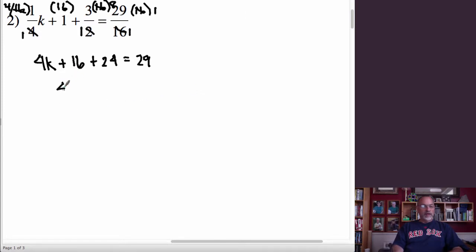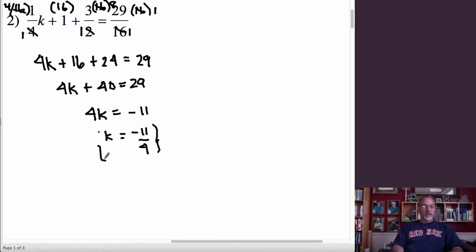So we'll simplify the left side of the equation by adding like terms. So that's going to be 40. We'll then subtract 40 from both sides. So 4k is going to be equal to negative 11. And then we'll divide by 4. So k is equal to negative 11 over 4.